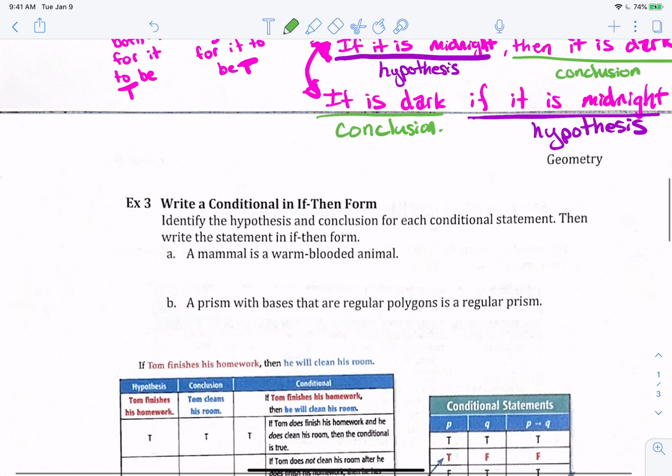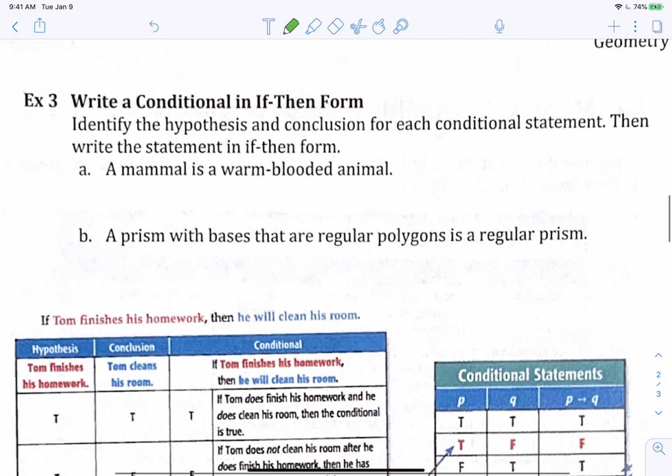Okay. Write a conditional statement in if-then form. Identify the hypothesis and the conclusion for each conditional statement, then write the statement in if-then form. One thing that will help is to identify the word is. The is word will separate your hypothesis and your conclusion. So what we need is if something, then something.